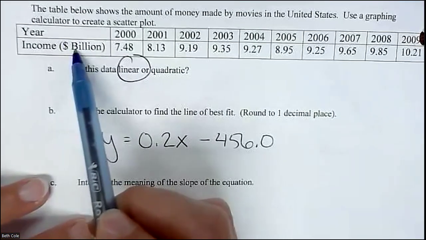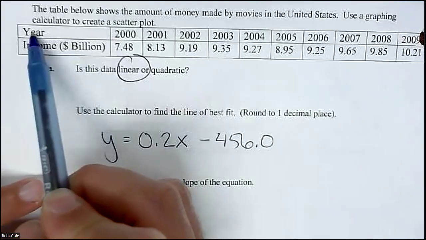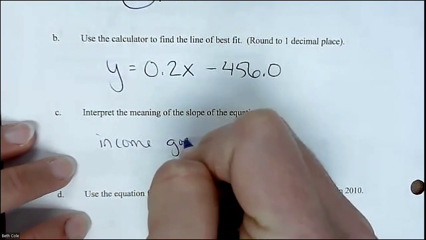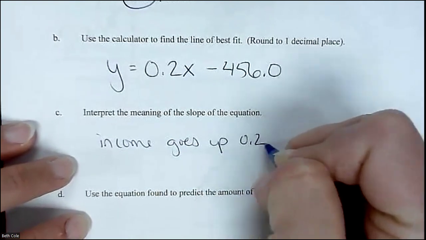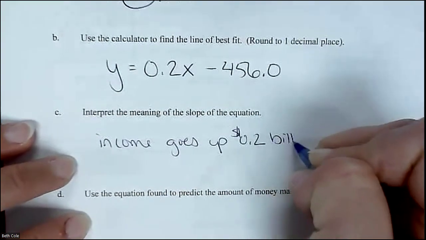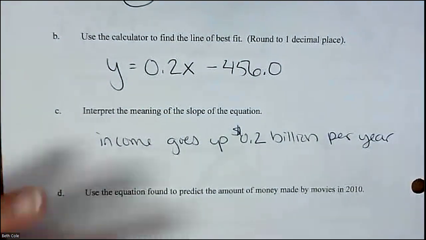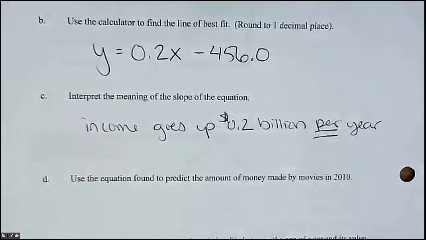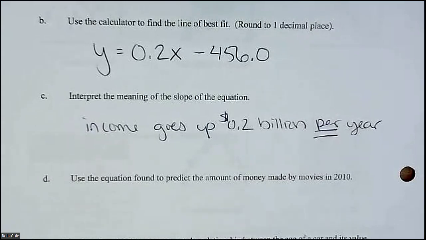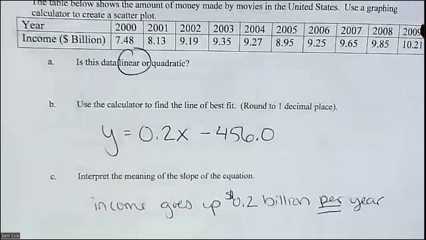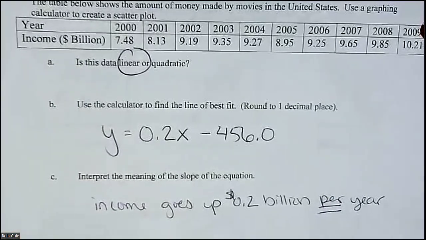0.2 billion dollars per year. So we're going to say income goes up, hold on a second, 0.2 billion dollars per year. And the important word there is per. When you interpret a slope, it's something per something else. And you don't have to make it up. It's all from the table. If you just read, it's going to tell you what to put. Don't make it up.